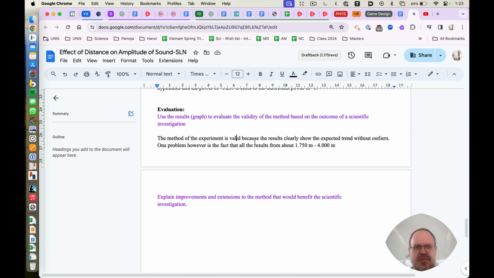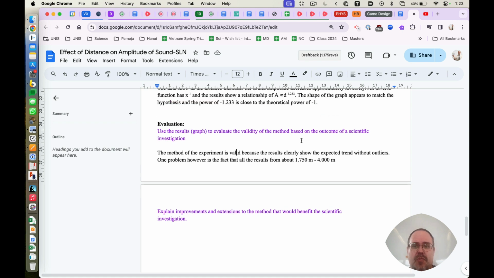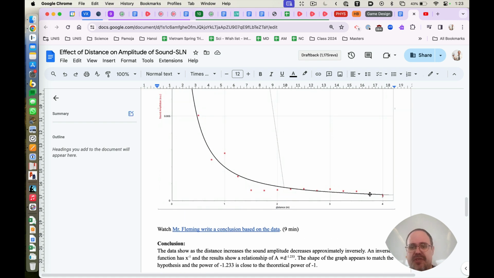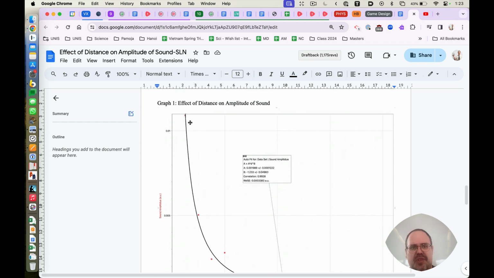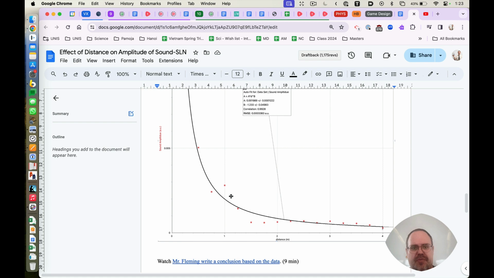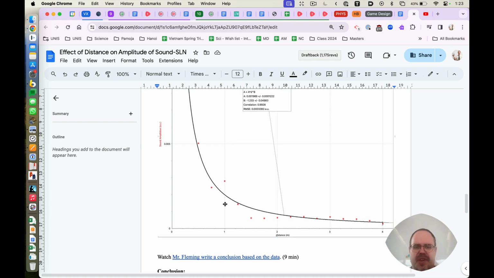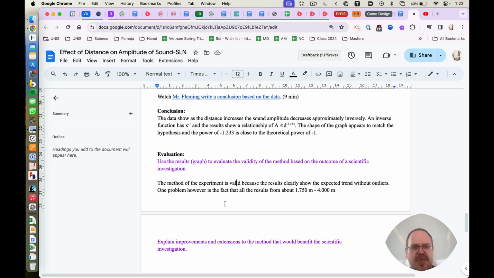So I'm going to say that the experiment is valid, but in terms of the range, from 1.75 meters to 4 meters, the data is about the same. So I'm going to suggest that maybe we should get more data points inside here in finer steps to help us get the shape on this curve better, because we got that one dot there, so we could get some better data. Okay, so all the results from 1.75 meters to 4 meters are very similar. So that's one problem.